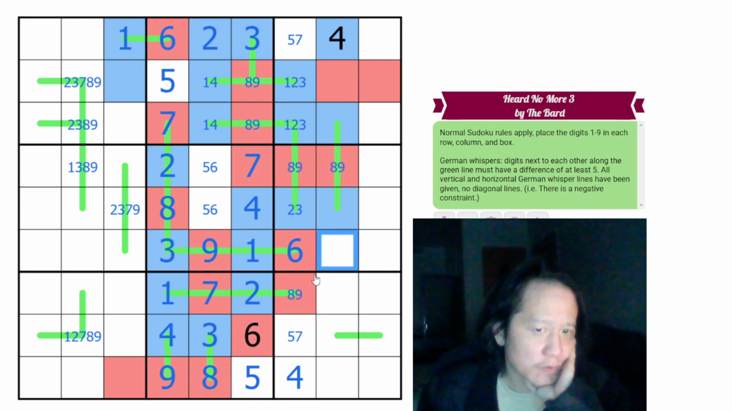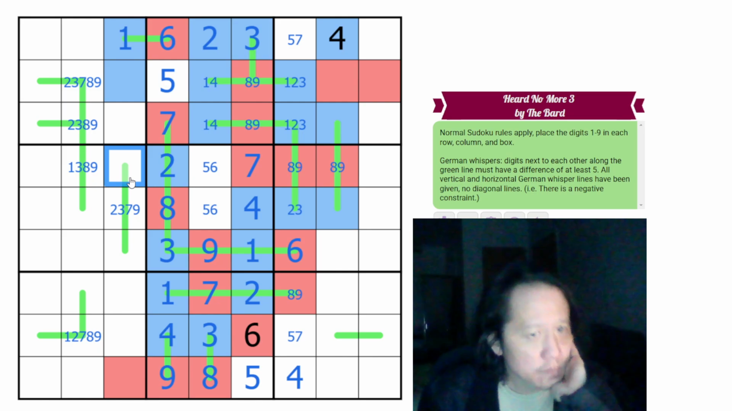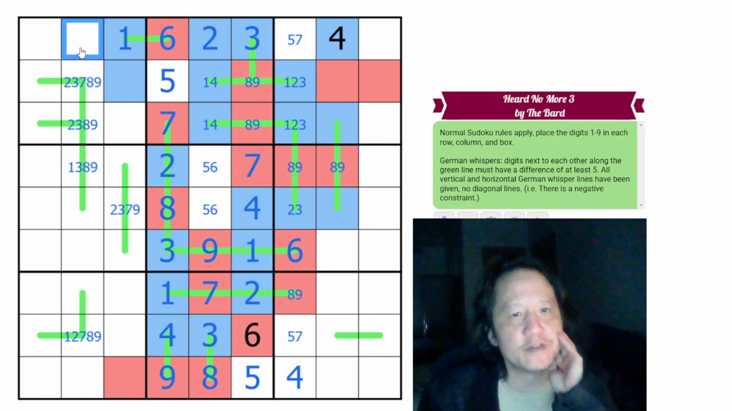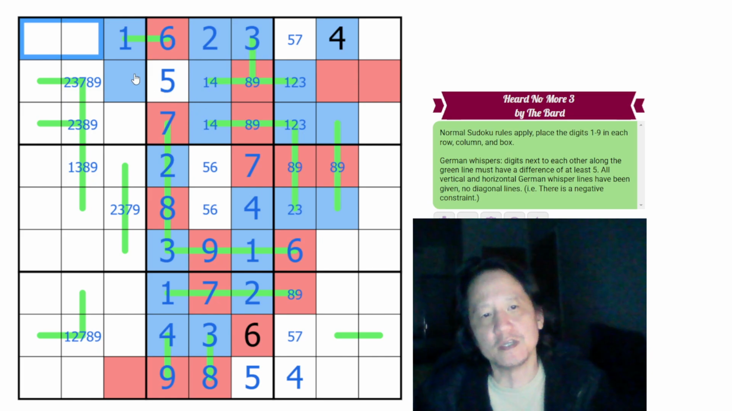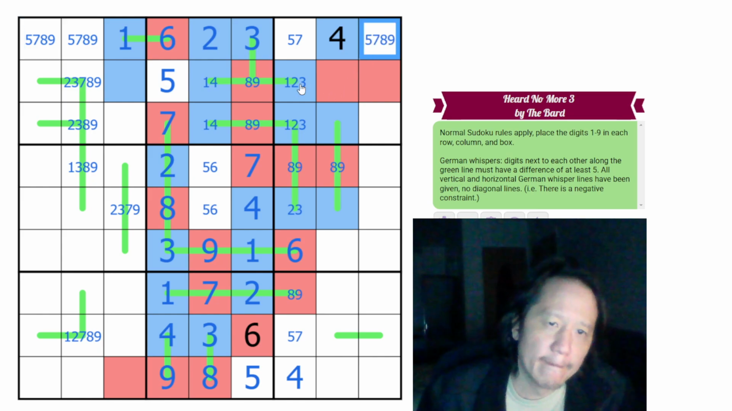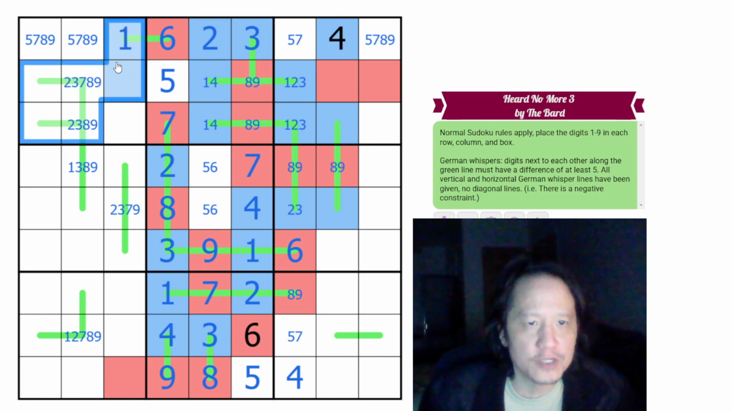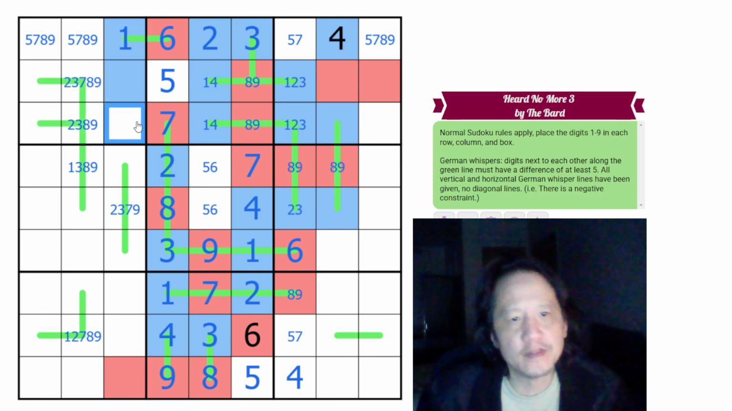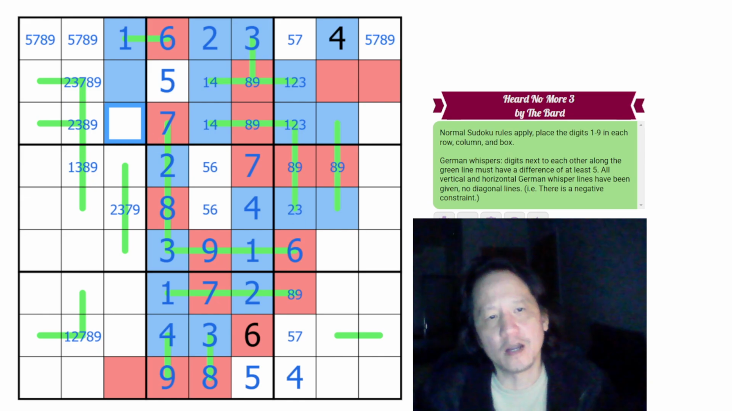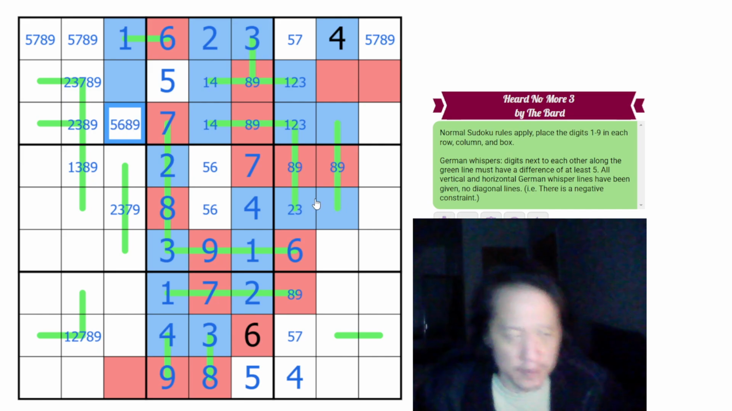That doesn't help. Okay, yeah, all the rest of the cells in row 1 have to be 5, 7, 8, and 9. Right? We have 2 lows in box 1. One of these is low, one of these is low. Therefore, we have 4 lows in these 6 cells in box 1. Therefore, this must be a 5 or higher. So this is 5, 6, 8, or 9.